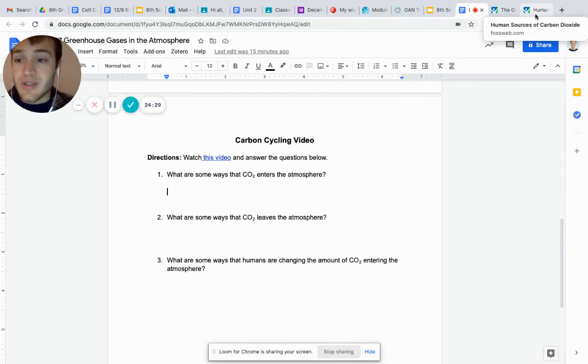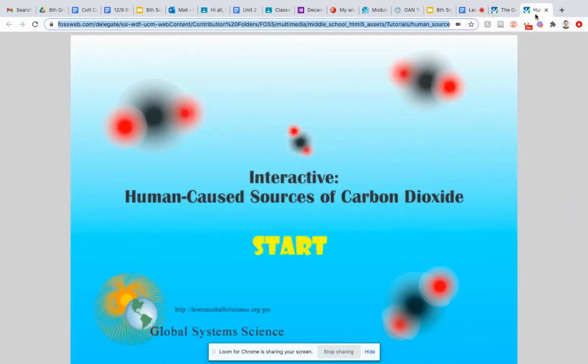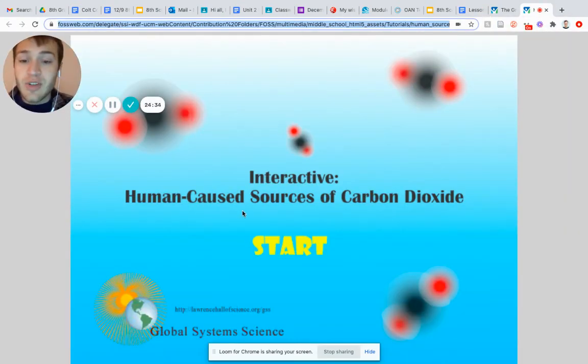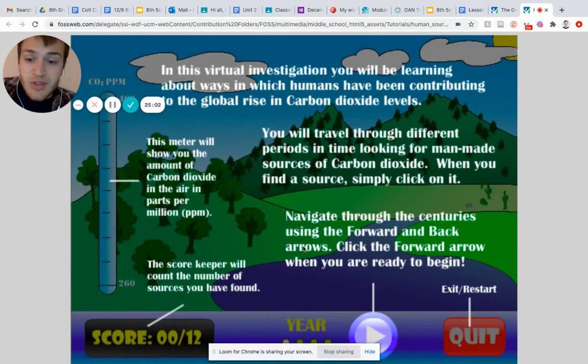Cool. So the last thing we're going to do today is investigate where the human-caused sources of carbon dioxide are. So there is another FOSS-Webb simulation. And this simulation is going to take us through some different places where humans are adding carbon dioxide to the atmosphere. So you're actually going to do this by yourself. The link is going to be at the bottom of the worksheet that you were just on, and you're going to press start.